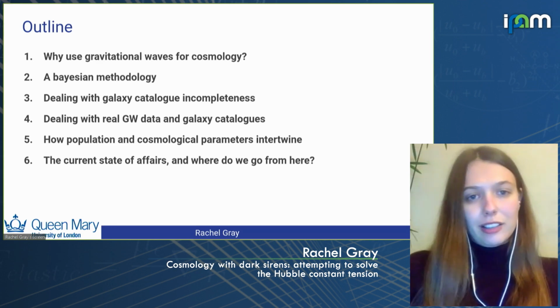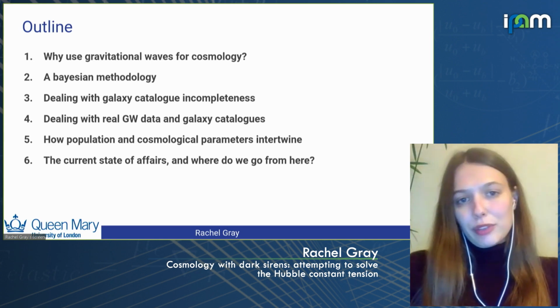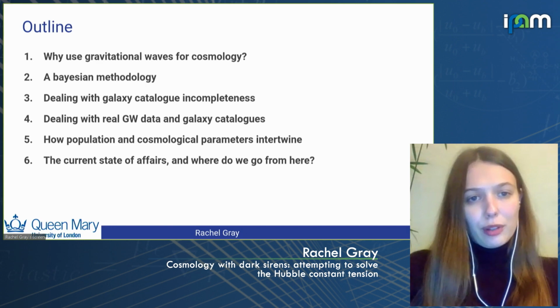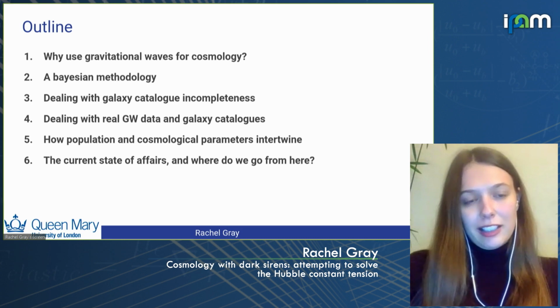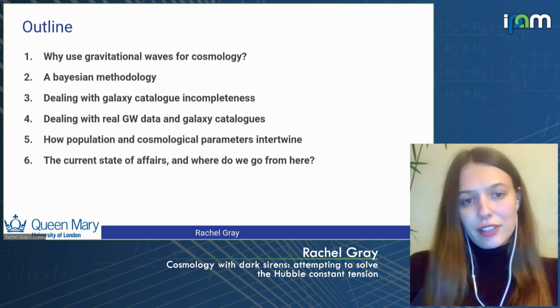So the main overview for today, which I'll run through very quickly, is why we want to use gravitational waves for cosmology in the first place, and a quick overview of the methodology for doing so, methods of dealing with galaxy catalogue incompleteness, and then a discussion of some of the challenges that come with handling real gravitational wave data and real galaxy catalogues.